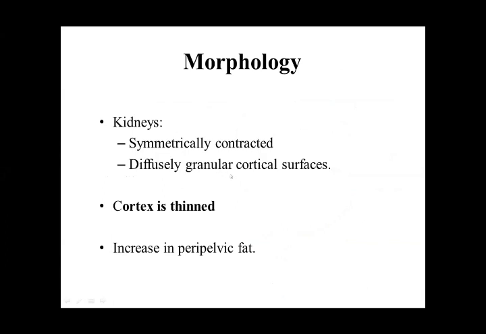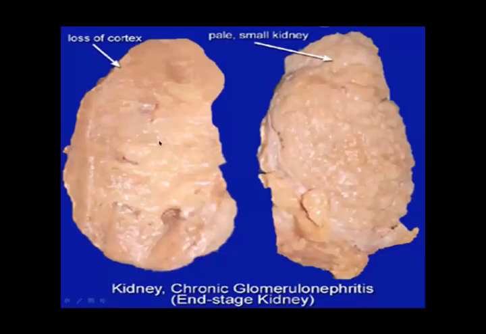The whole functioning unit of the kidney is located in the cortical surface. So the cortical surface is granular, and although it is symmetrically contracted, the cortical area is more contracted. It is thinned. There is increased peripelvic fat, so what takes the place of the kidney is all fat. Look at this kidney, and there is a granular surface. Do you appreciate there are a lot of granules on the granular surface? It looks so wasted, contracted, and useless.